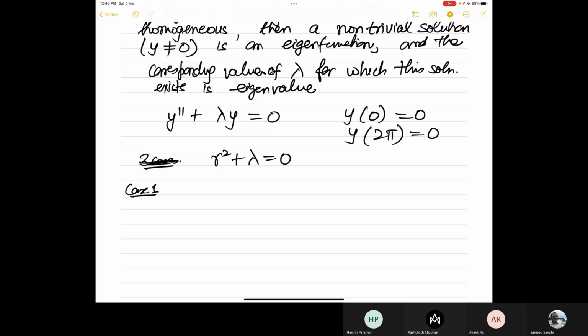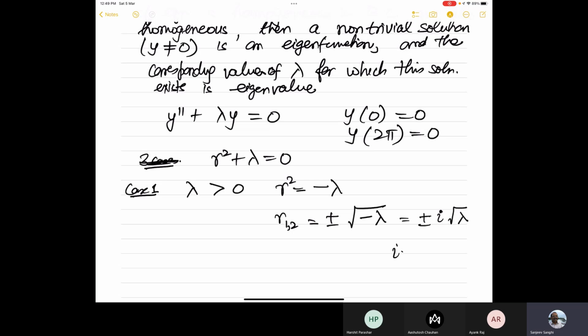We could have case one where lambda is positive. That means r square is equal to minus lambda, and there will be two roots. They will be equal to plus minus square root of minus lambda, and they can be written as plus minus i times square root of lambda, where i of course is equal to square root of minus 1.